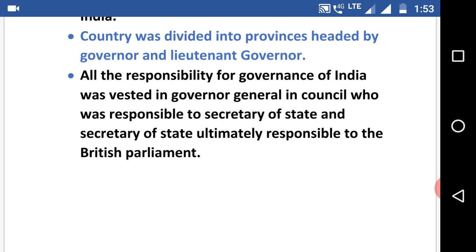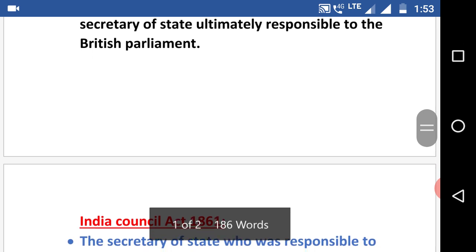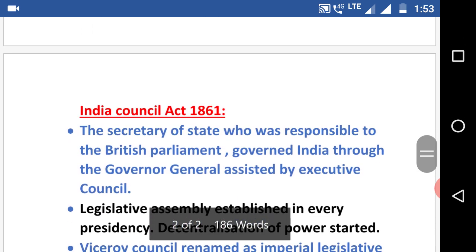So this is the India Council Act 1858. Now we will discuss the India Council Act 1861.